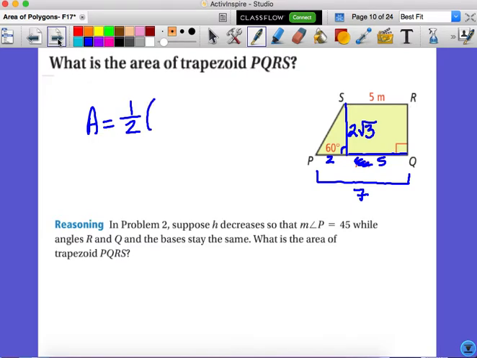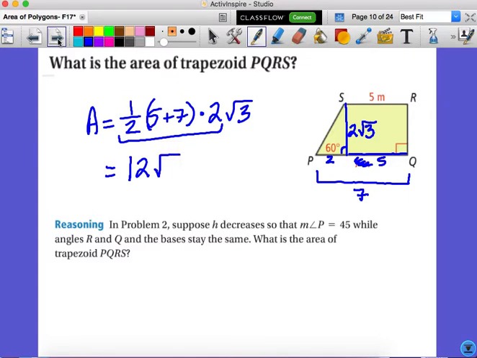So we're going to take half of base 1 plus base 2 times our height. Now it doesn't ask for this here, but I'm going to ask that you leave your answer in simplest radical form. So to do that, we're going to take care of all of these digits here in our calculator. So we're going to end up with 12, and we're going to bring the square root of 3 along for the ride. So we end up with an area of 12 square roots of 3 meters squared.